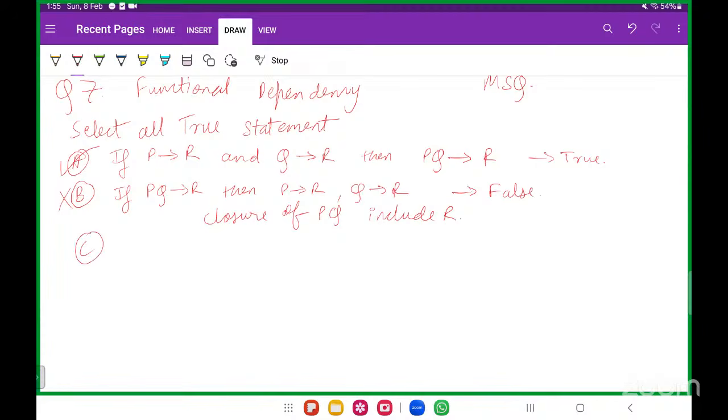Now, third: if PQ derives R and P derives R. Of course, if P derives R, then PQ derives R, right? But what they mention is that then Q derives R. No, this is false. It is P that derives R. PQ combined derive R; it does not mean that Q alone can derive R. So the third statement is also false. I do not have the data related to the fourth statement. I'll try to get it from some student.